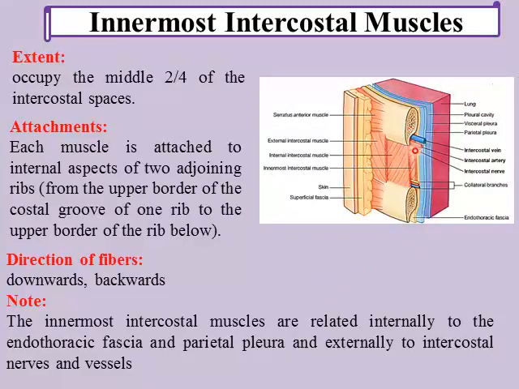As we said, the direction of fibers is downward and backward. So, the innermost intercostal muscles are related internally to the endothoracic fascia, the fascia that surrounds the lung, and the parietal pleura, the pleura that covers the lung, and externally to the internal intercostal.